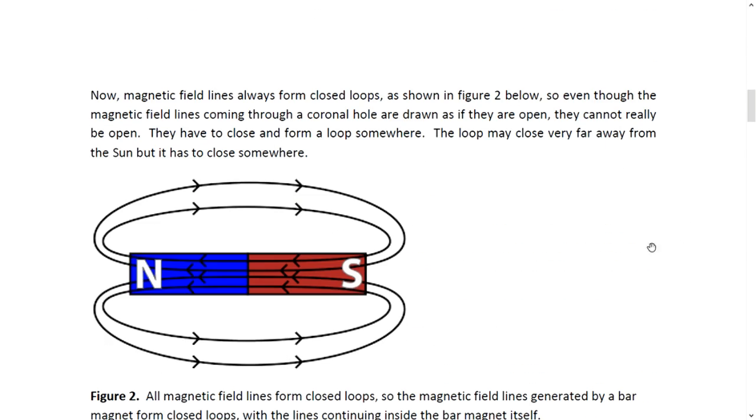We're going to start talking about some of the magnetics and the magnetic field lines of the sun. Now, it states that magnetic field lines always form a closed loop, as shown in Figure 2 below. So even though the magnetic field lines coming through a coronal hole are drawn as if they are open, they cannot really be open. They have to close and form a loop somewhere. The loop may close very far away from the sun, but it has to close somewhere.